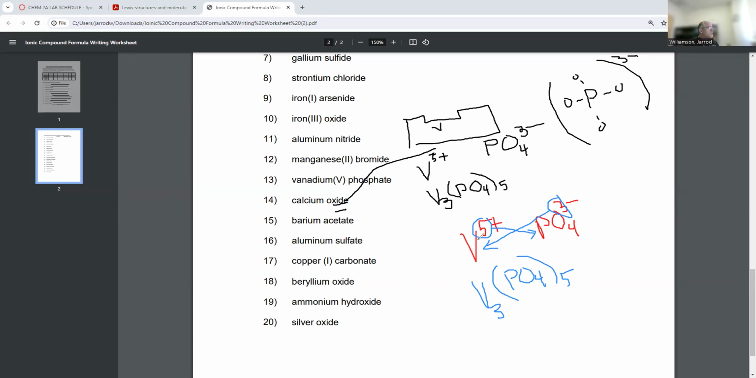Okay, so when you do these, don't get the formulas off the internet. You get the formulas from the periodic table and by looking up the anion formula from the periodic table or from the polyatomic ions chart. Okay, that's that for now.